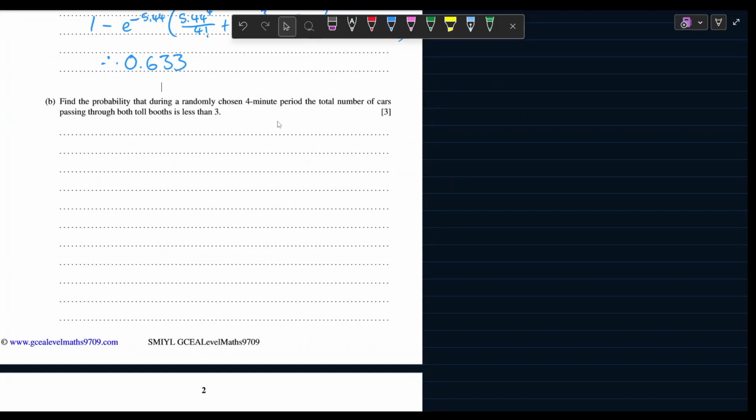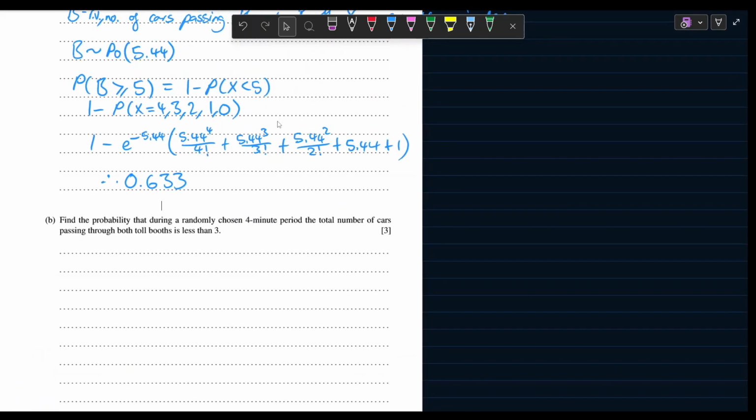Now part B says find the probability that during a randomly chosen 4-minute period, the total number of cars passing through both toll booths is less than 3. Okay, so again notice how our interval has changed here to a 4-minute period. And now we want the total number of cars passing through both the toll booths X and Y.